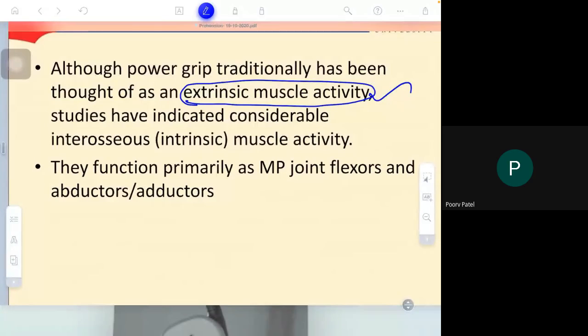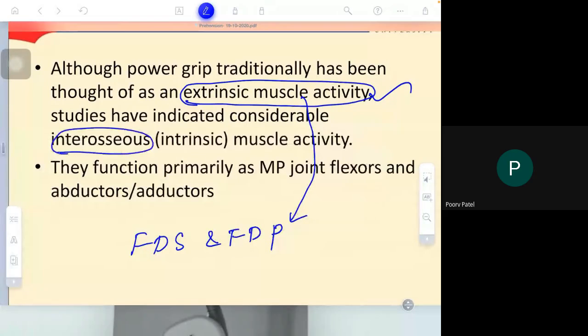Who? No, or do you know? Yes, sir. Give an example. Extrinsic muscles of hand. Sir, extensor digiti minimi. No, then no. They are intrinsic. I am asking extrinsic. FDS and FDP. This is called extrinsic muscles. Clear? Interossei and all the thenar, hypothenar muscles, all these are examples of intrinsic muscles.